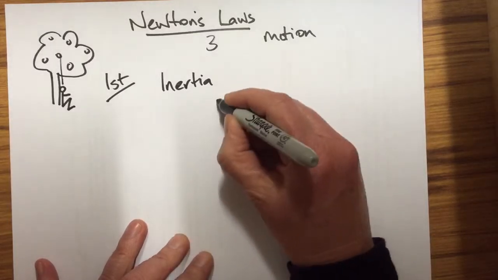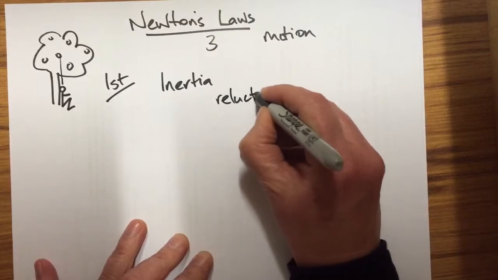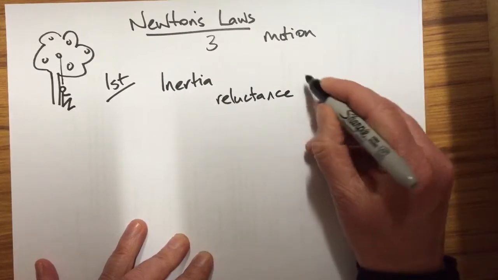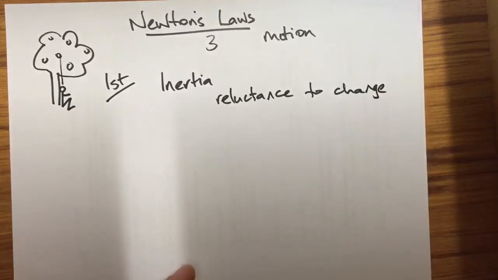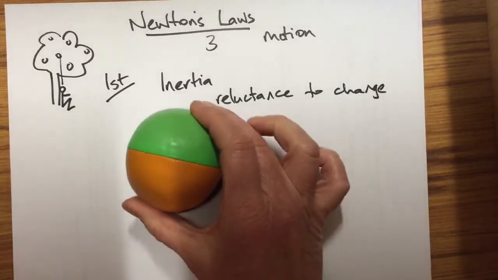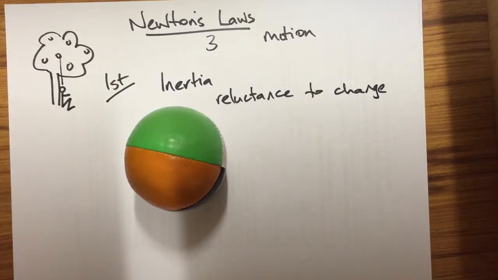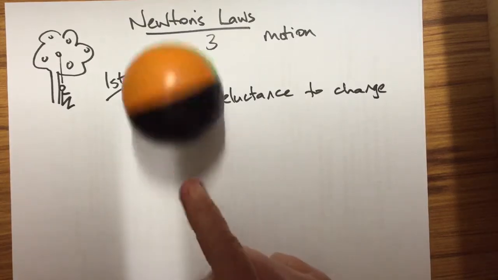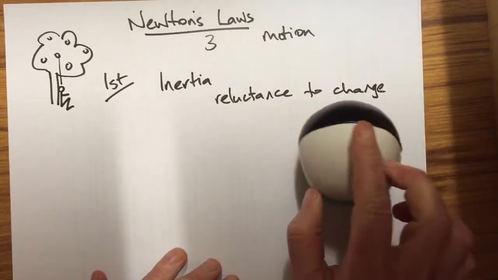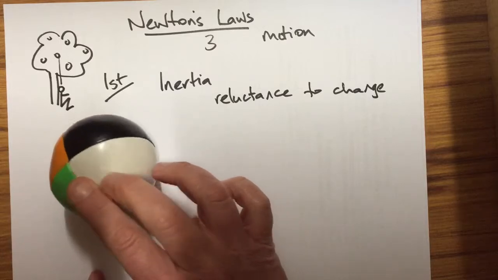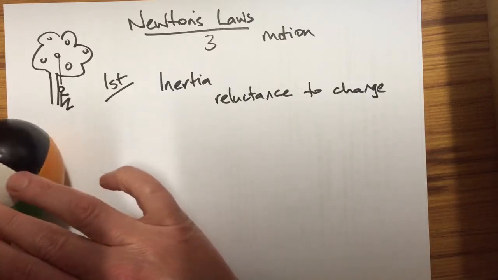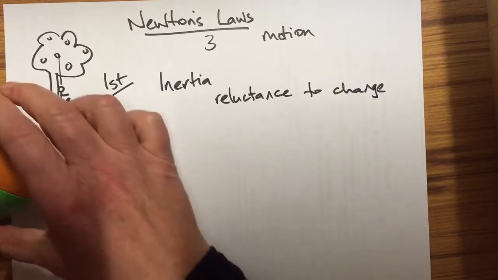Inertia means an object's reluctance to changing its state of motion. So an object will either be stationary and will stay stationary unless it's acted upon by an unbalanced force, or an object will continue to move, and unless it's acted upon by an unbalanced force, it would keep on moving in a uniform state.